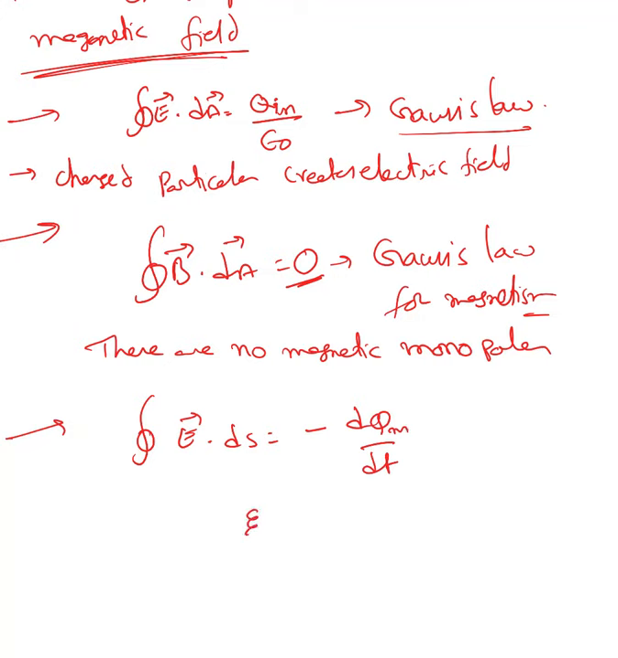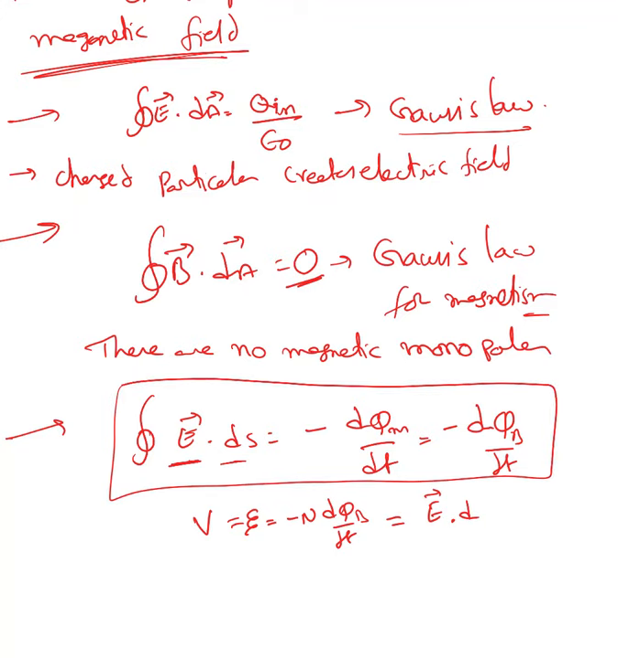So induced EMF equals minus n times d phi by dt, and we know that this is the voltage, the induced EMF. Can I write voltage as E times d, where E is the electric field and d is the distance? So the closed integral of E times ds, where s is the distance, is nothing but the rate of change of magnetic flux. So basically this is Faraday's law. According to Faraday's law, you can tell the rate of change of magnetic field produces the electric field.